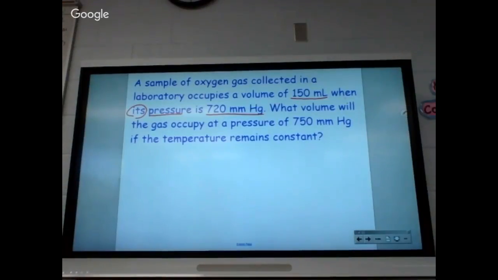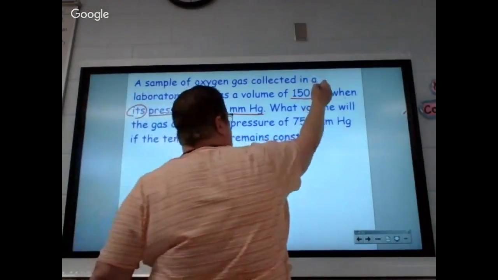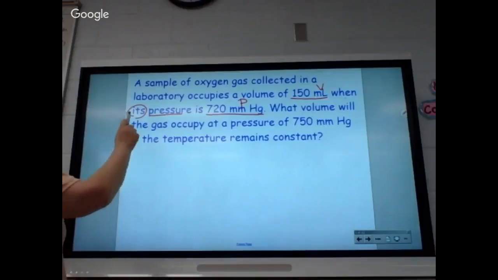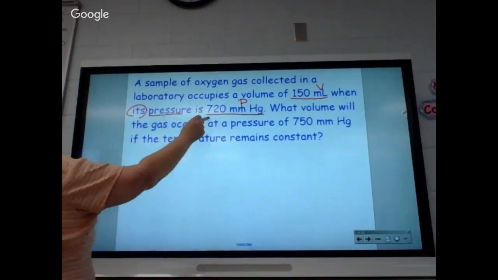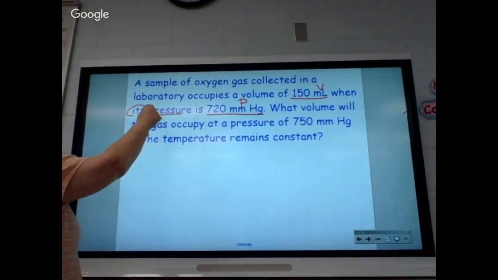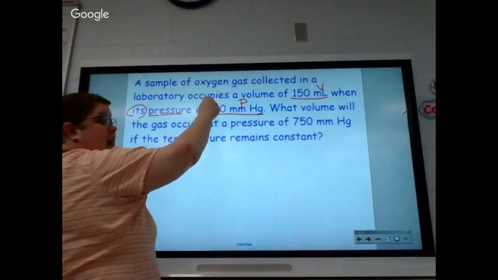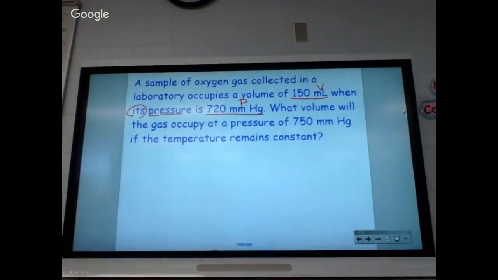Is a what? It's a pressure. All right, so this is a volume and that's the pressure. Those two things say when its pressure is. See how that shows possession in English class? This volume and this pressure have to stay together. They're a couple or a pair.